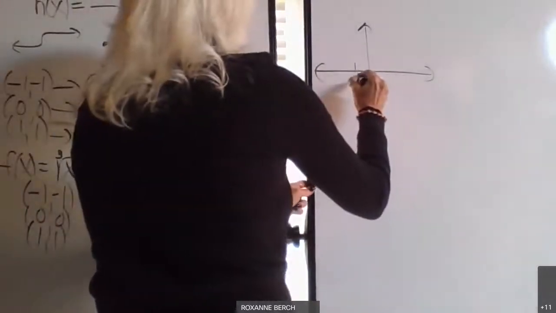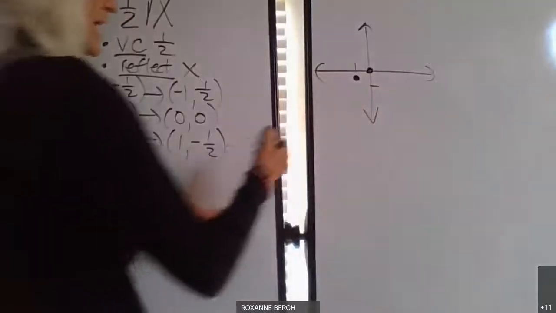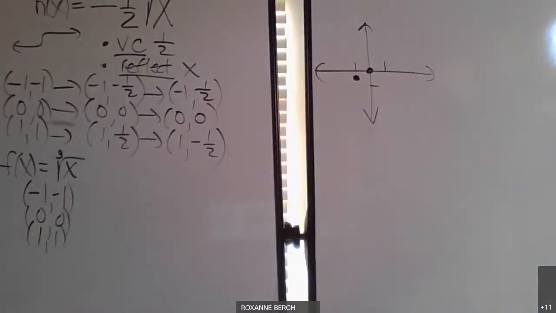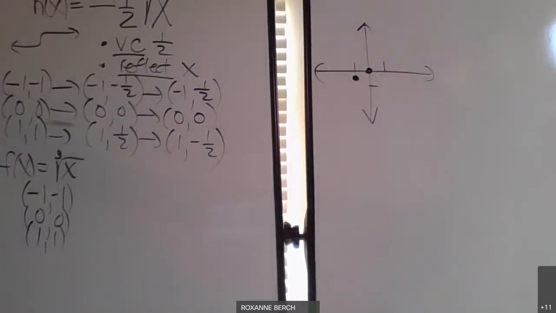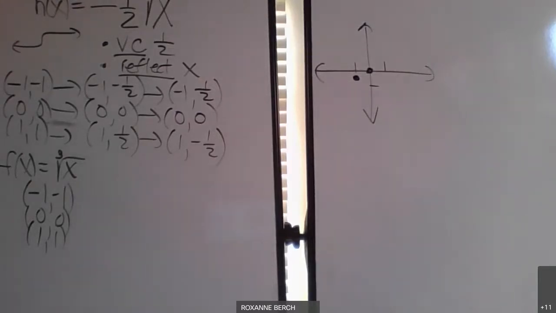So left 1, down 1/2, 0, 0, right 1, down 1/2. So something's not right. I can tell because the points should be in a line. So where did I mess up? Multiply by 1/2, multiply by 1/2, multiply by 1/2. When you reflect x, you negate the y, negate the y, negate the y. So this isn't right. I gotta erase it. Can you guys see where the error is?